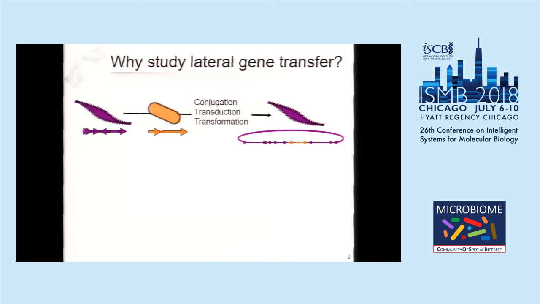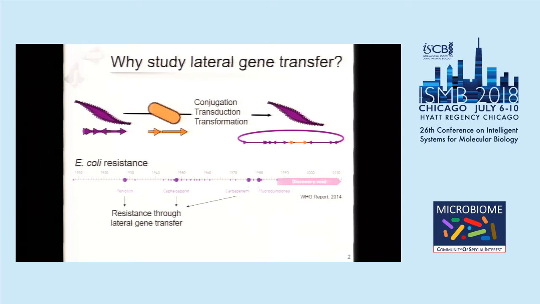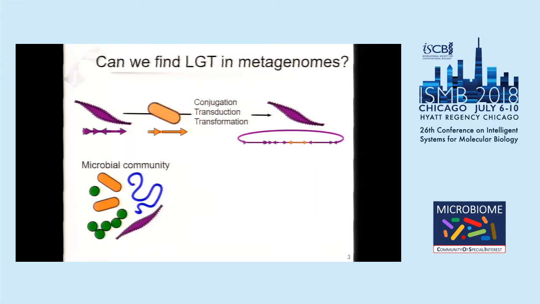And this has been particularly important in, say, antibiotic resistance. This is from a WHO report showing E. coli gaining resistance to many different antibiotics, and some of these came up primarily through lateral gene transfer. So if one microbe can have such a change in phenotype, since we're at the microbiome cozy, a question we can ask is, how much does lateral gene transfer affect a microbial community? And to answer this question, we first have to know if we can detect lateral gene transfer in these communities.